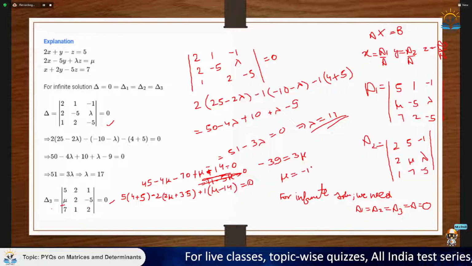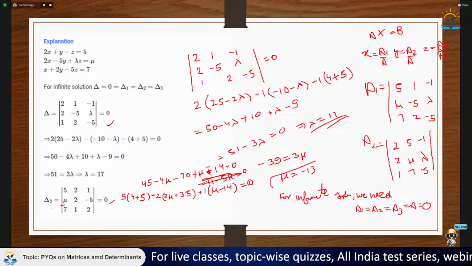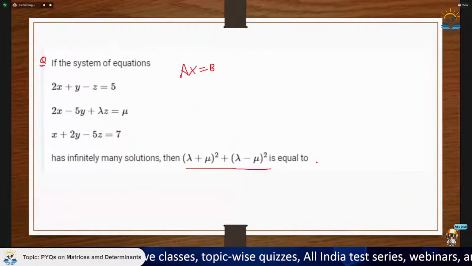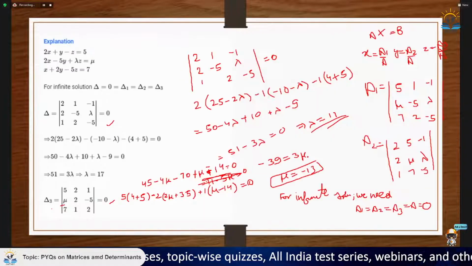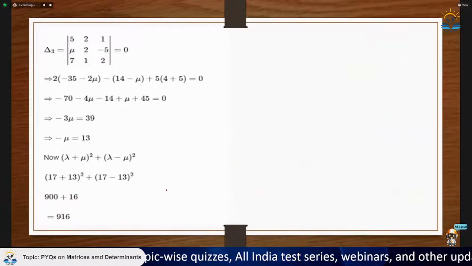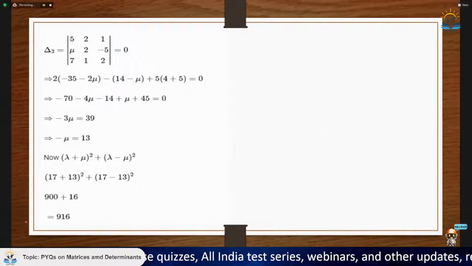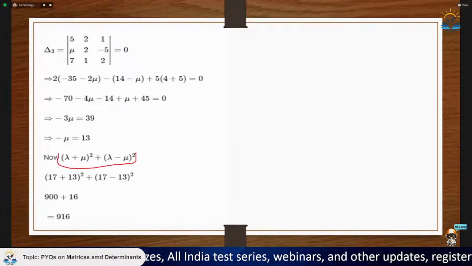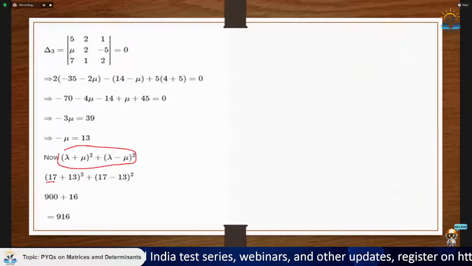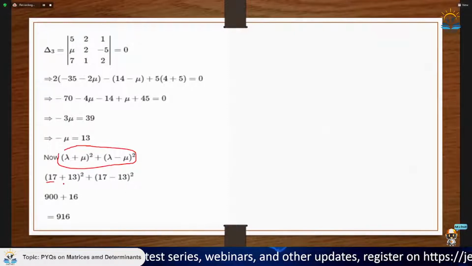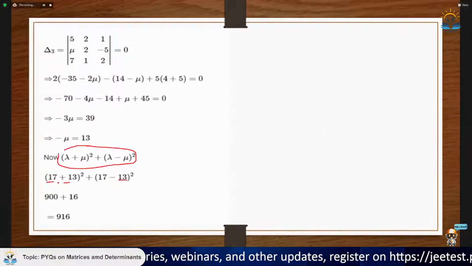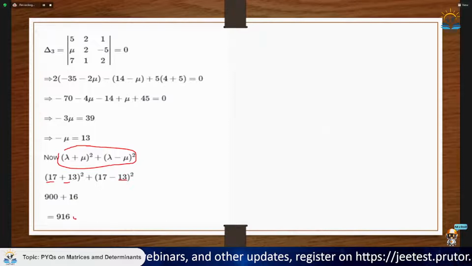minus 13. So you got the value of mu, you got the value of lambda. Mu is this thing and lambda is 17. So just calculate the thing you wanted. You wanted this thing. So just put in the values, lambda equal to 17, mu equal to minus 13. So one would be plus, one would be minus. So basically you will get something like 916.